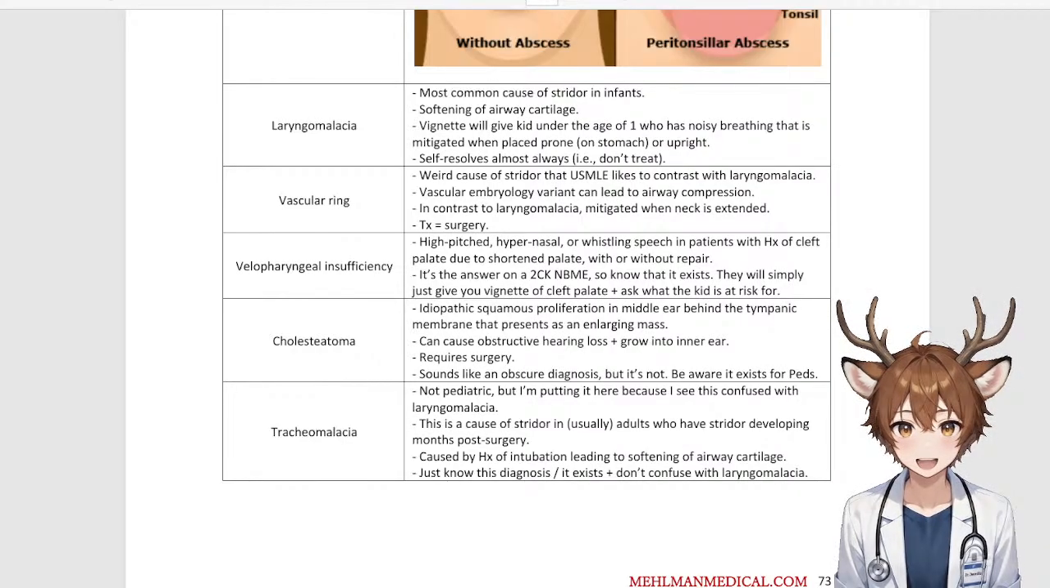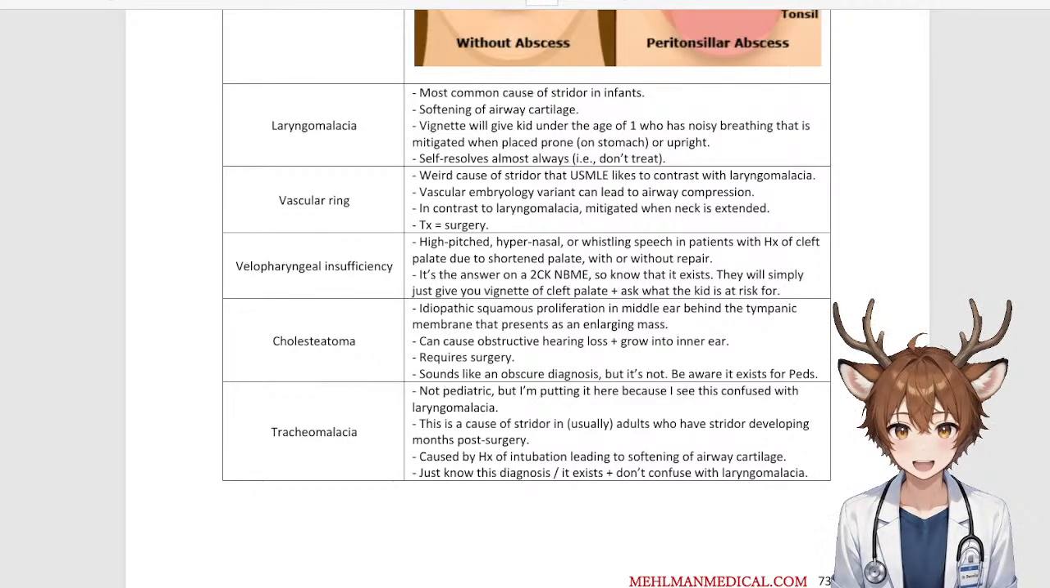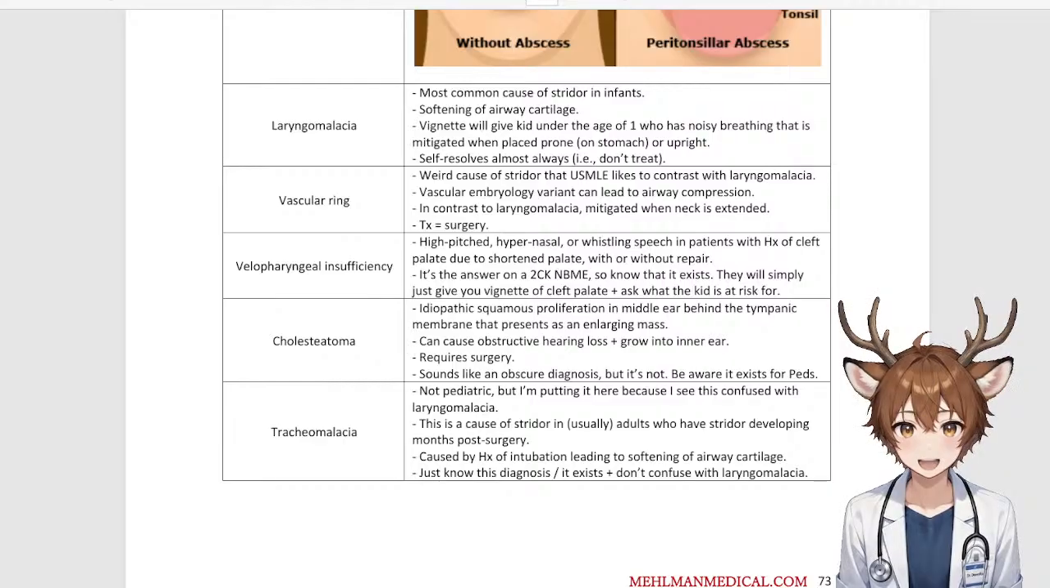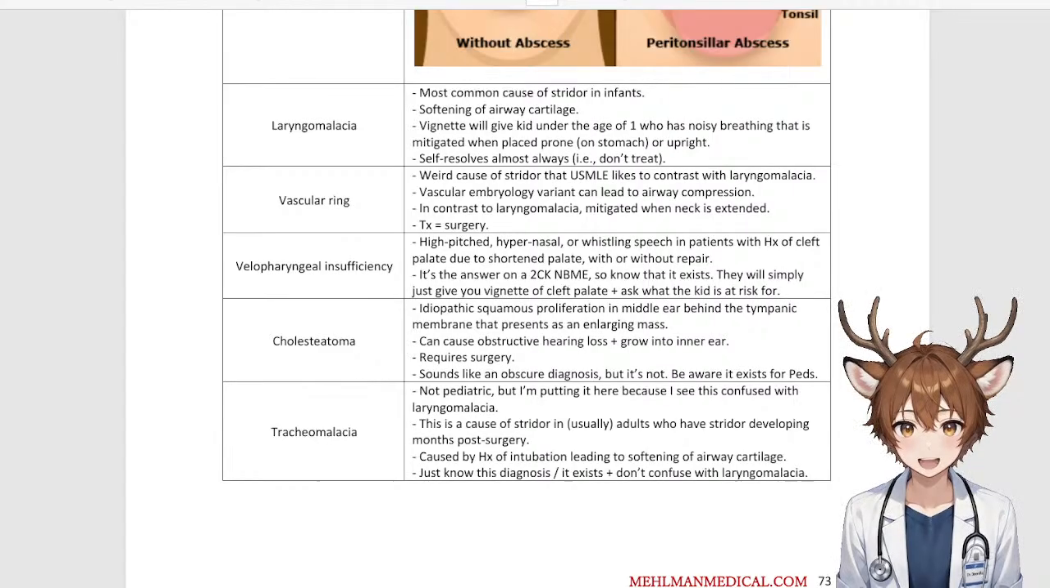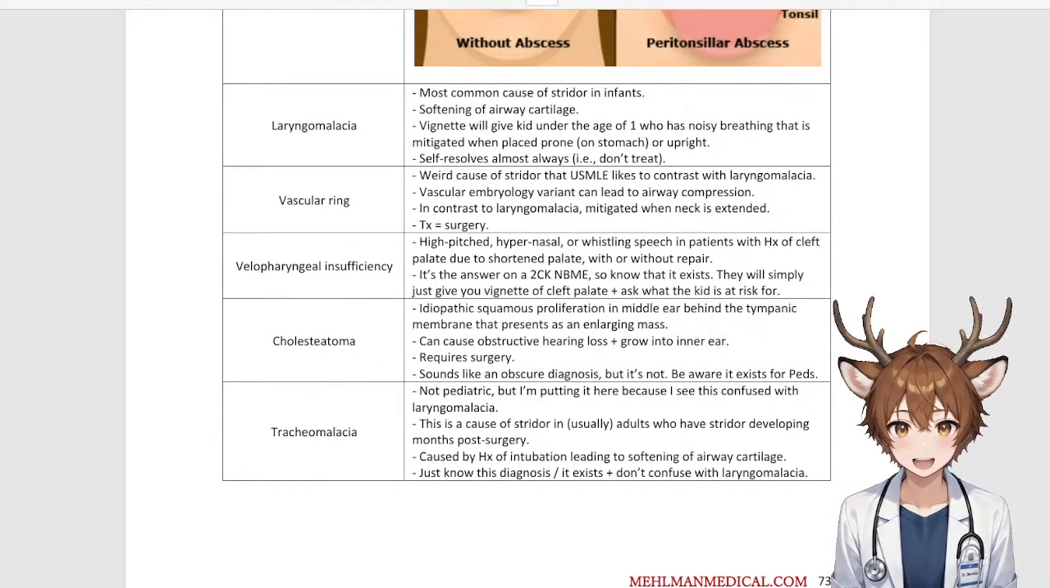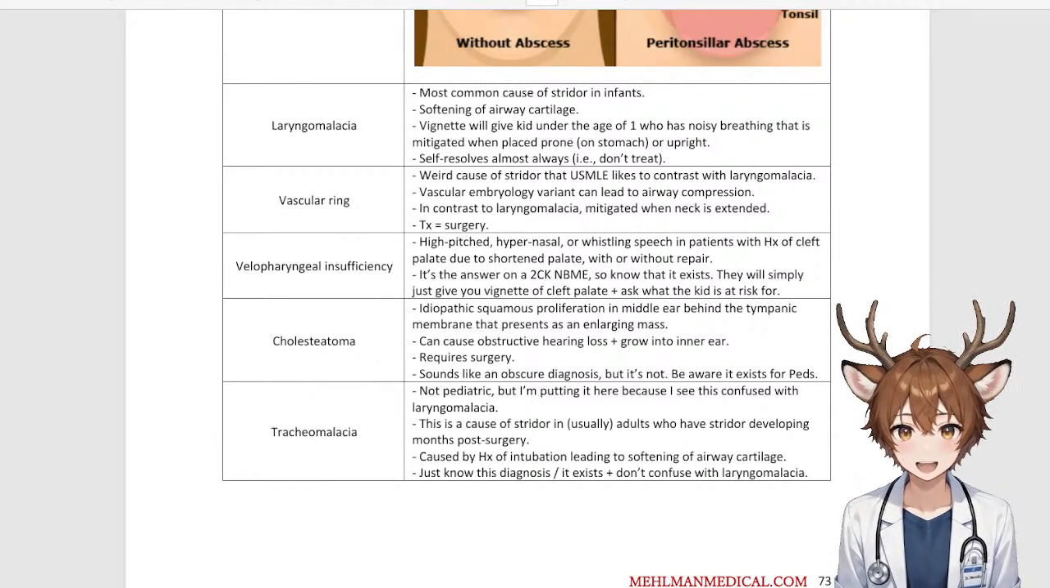Vascular ring. Weird cause of stridor that USMLE likes to contrast with laryngomalacia. Vascular embryology variant can lead to airway compression. In contrast to laryngomalacia, it is mitigated when the neck is extended, and the treatment would be surgery.